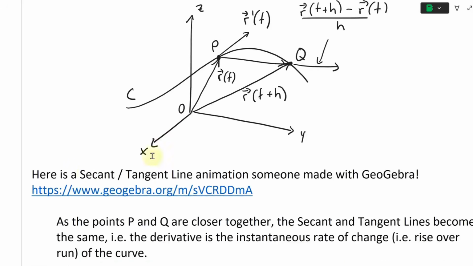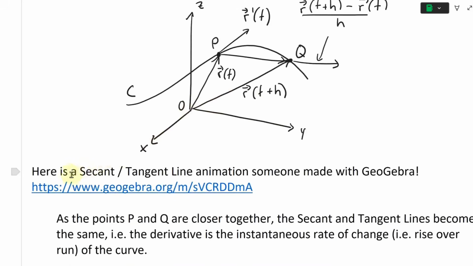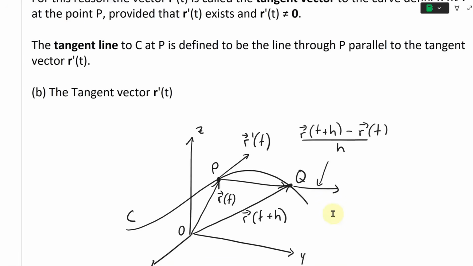All right, and now going further, we can show this by an animation I just illustrated also. Here is a secant and tangent line animation someone made with GeoGebra. And also before we get to that, again, the tangent line to C at P would be a line that's parallel to this tangent line.